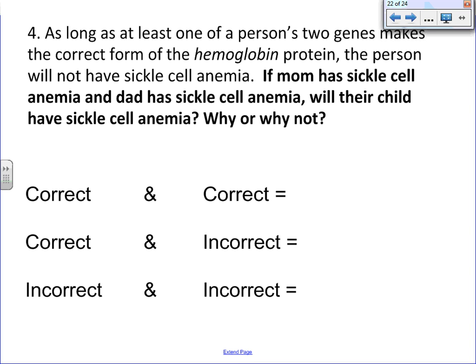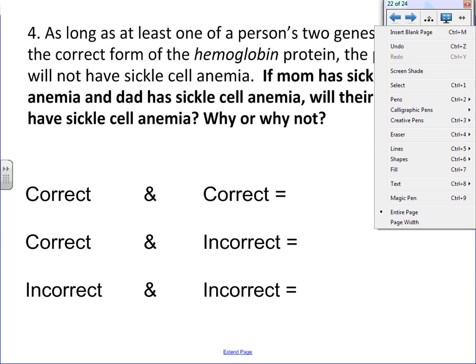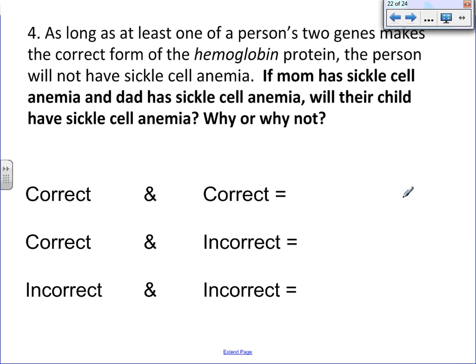As long as at least one of a person's two genes makes the correct form of hemoglobin protein, the person will not have sickle cell anemia. In order to figure out if it's dominant or recessive, we need to essentially make this chart here down at the bottom. It's not really a chart, it's just our different options essentially. Every person has two genes for every trait. So in this case, you have really three options.